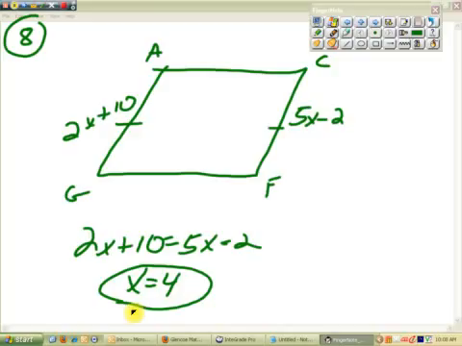Again, guys, I'm not showing you a lot of algebra here. This is algebra. After you set it up, it's algebra. I don't have time to show you all the algebra. If you need extra help in algebra, you've got to see me before school.